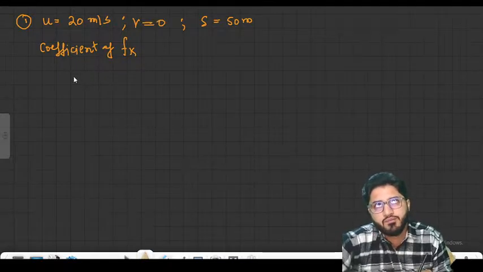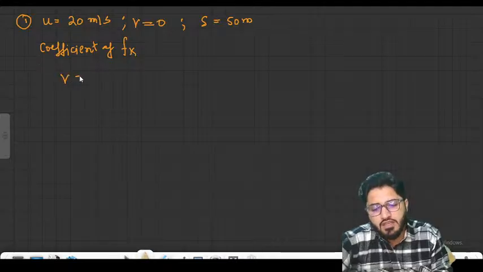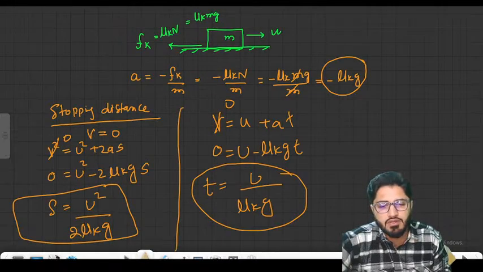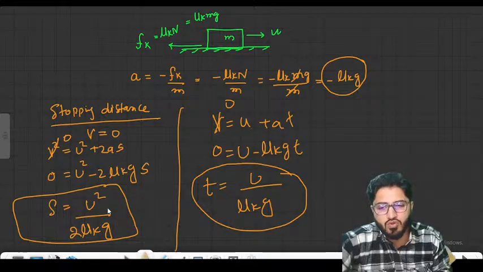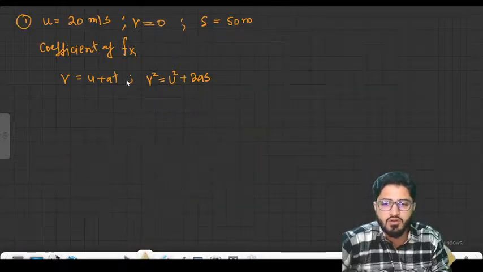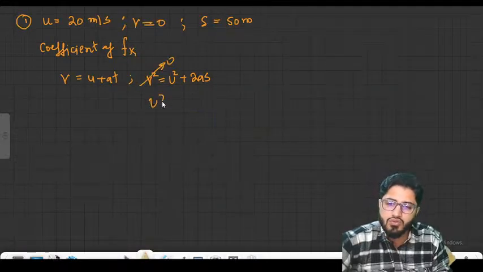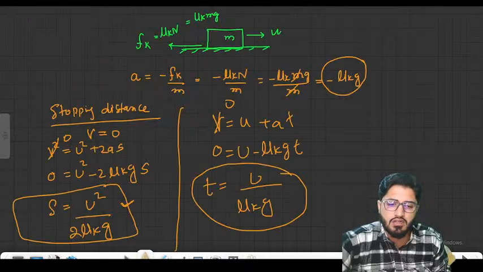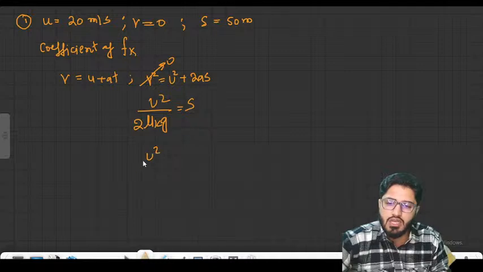So I can write one thing now. Look now, I can write v equals u plus at, one equation. Second one, v square equals u square plus 2as. If we derive it, there is no issue. Look, v is 0, so I can write u square divided by 2 μk g equals s, right? So that means I can write u square divided by 2sg equals μk.